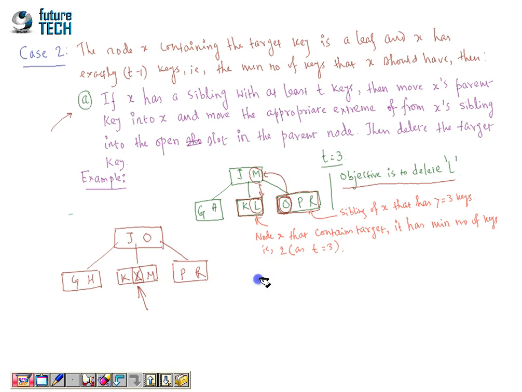After deleting L, we have this B tree, JO. On the left hand side, the extreme left subtree contains G and H. Here we have K and M, and on the right hand side it's P and R. So that's subcase A of case 2. Now we are going to discuss the other subcase under case 2.